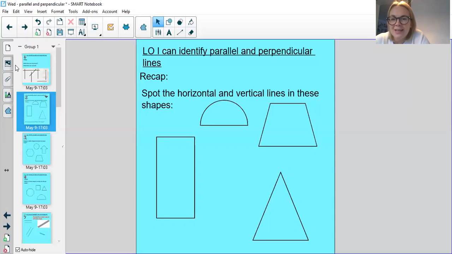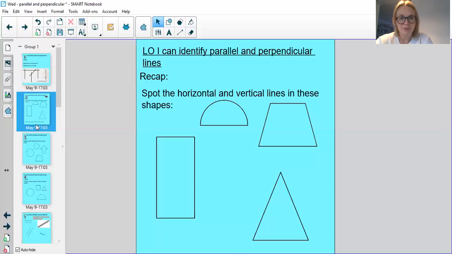Now, this shape is a trapezium, okay? And the trapezium has got 2 horizontal edges, no vertical edges. And then finally, hopefully you know the 3-sided 2D shape, the triangle, which has got 1 horizontal line at the bottom of it. Okay, and then 2 diagonal.